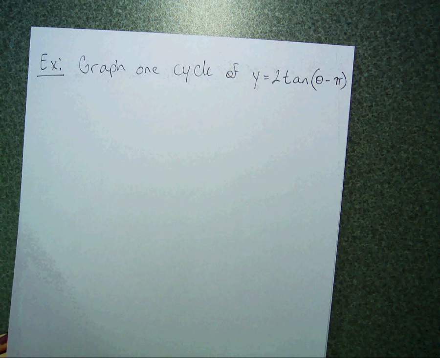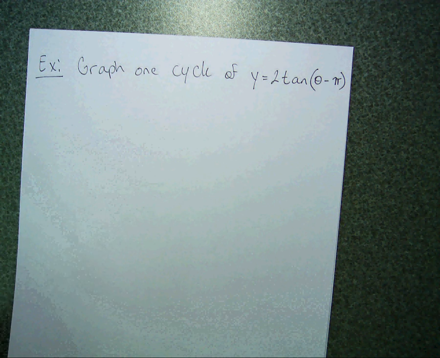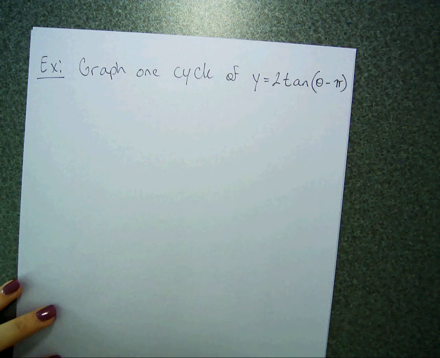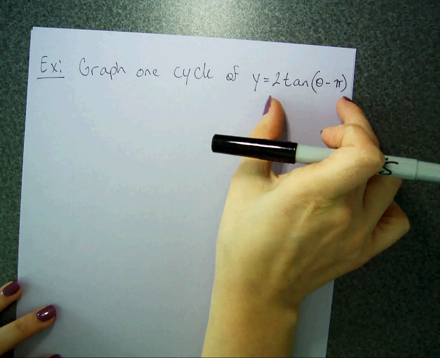The vertical, it's affecting the y values. Some of y'all need to study. It's affecting the y values. If you look, I'm just multiplying 2 times my function, so I'm going to multiply my y values times 2.